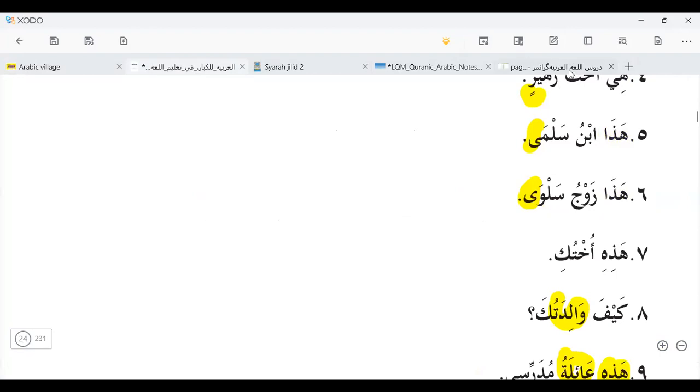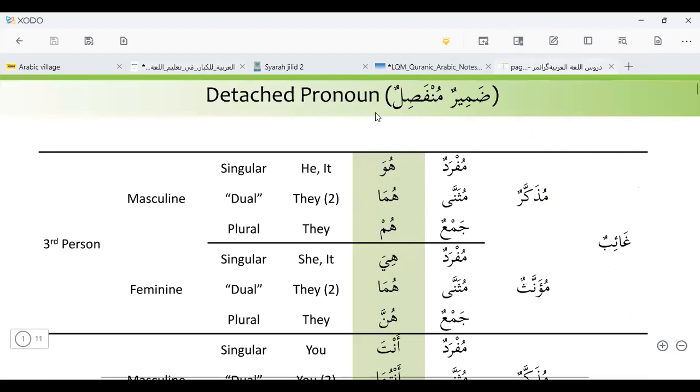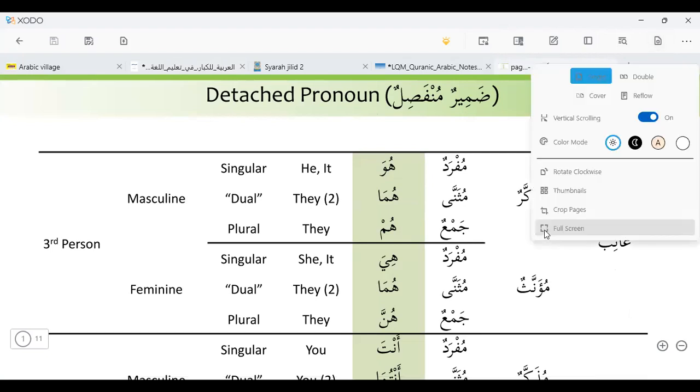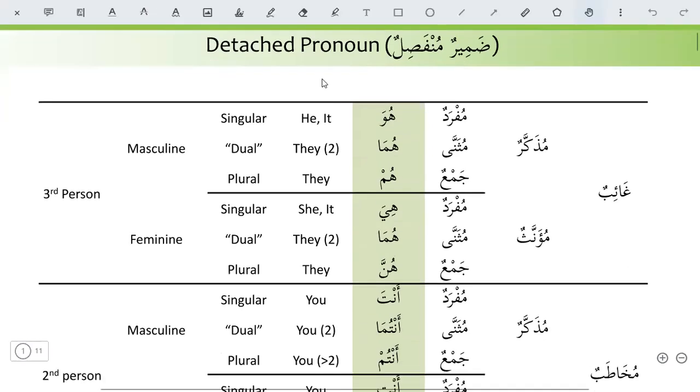So now I explain to you about the pronouns. When there is a pronoun, then how it will be mudaf ilayh and how it will be majroor. In Arabic, there are two kinds of pronouns. Detached pronouns, we call them separate pronouns also. You can say detached or separate pronouns.